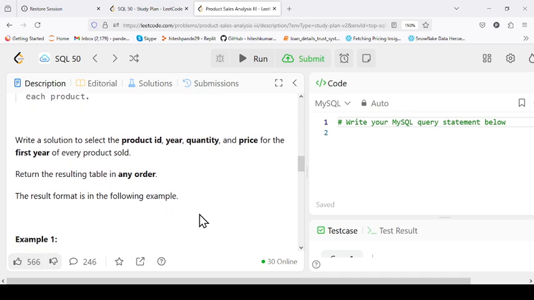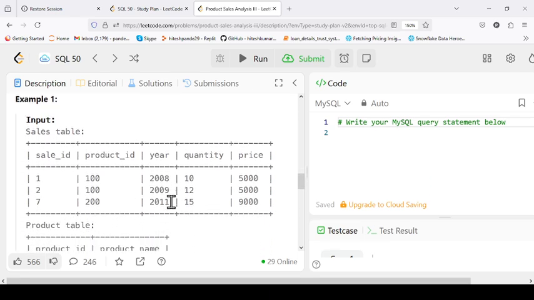We have to write a solution to select the product ID, year, quantity and price for the first year of the products sold. So we have to find the details of those products in the first year they were sold: the product ID, the year, how many quantity were purchased, and the price per unit. We return the resulting table in any order, so there is no need to use an ORDER BY clause. The result format is given to us.